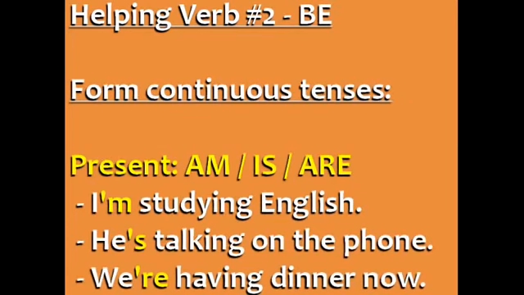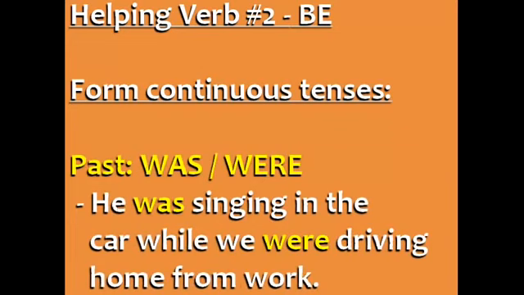Helping verb number 2, be. Use be to form continuous tenses with the ing form of the verb. In the present continuous, be takes the form of am, is, and are. For example, I'm studying English. He's talking on the phone. We're having dinner now.